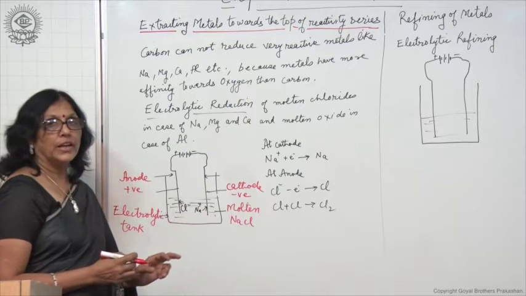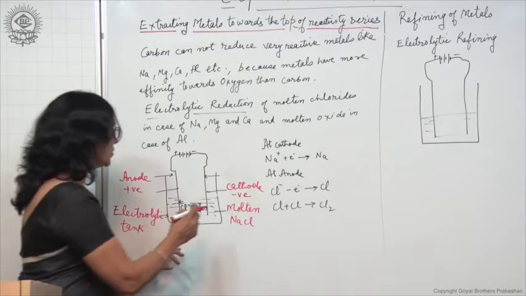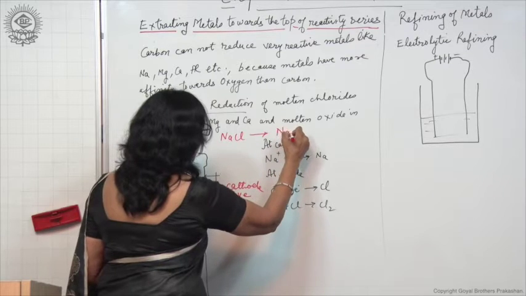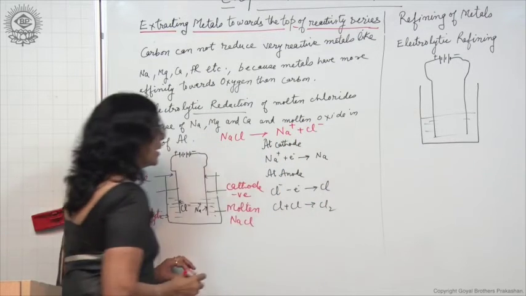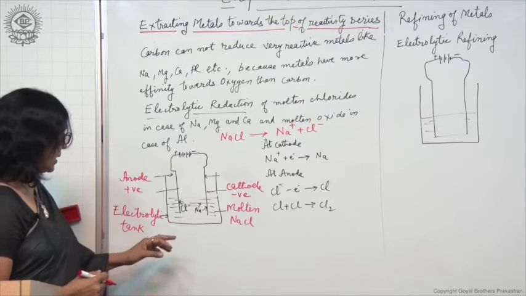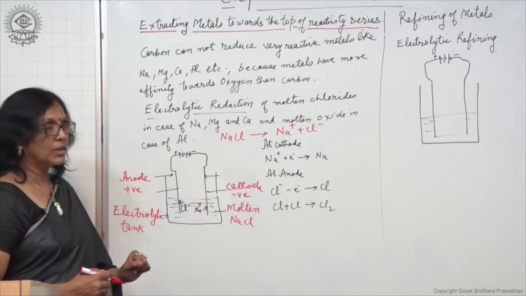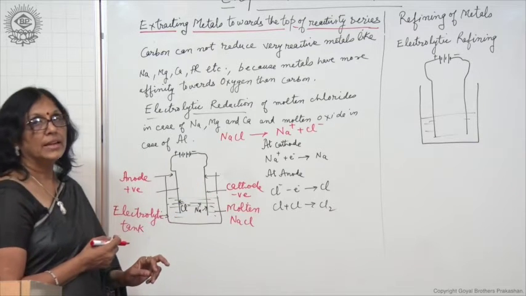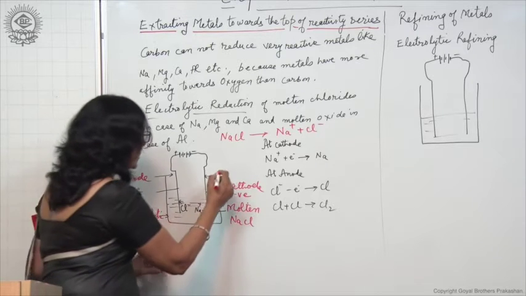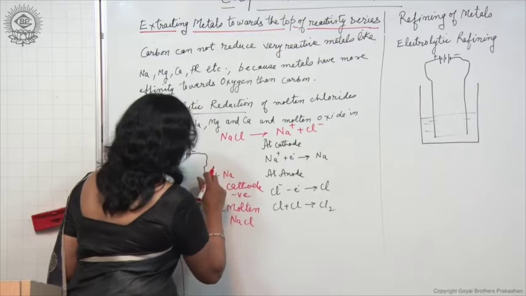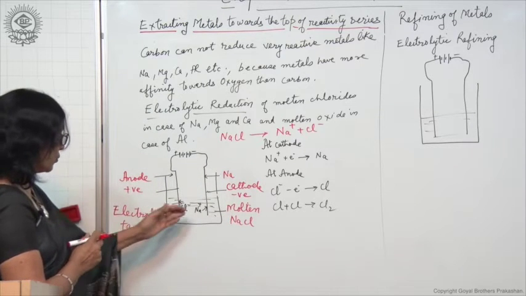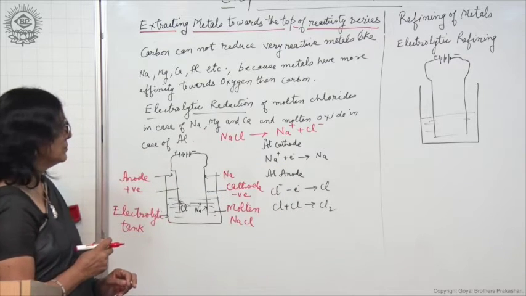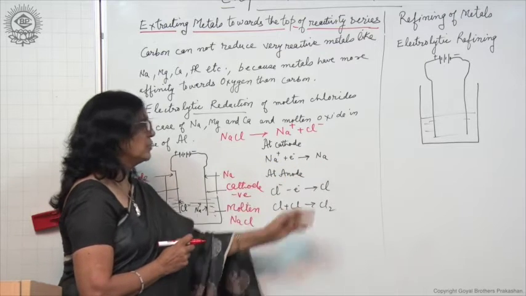In the molten state, sodium chloride exists as ions. Sodium chloride is in the form of sodium ions and chloride ions. So, when electric current is passed through molten NaCl, positively charged sodium ions are attracted towards negatively charged cathode and get deposited there. So, sodium is deposited at cathode. When sodium ions reach cathode, they accept one electron, and after accepting one electron, it changes to sodium atom.